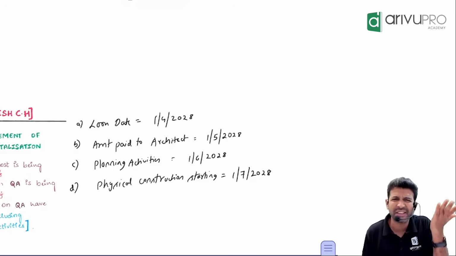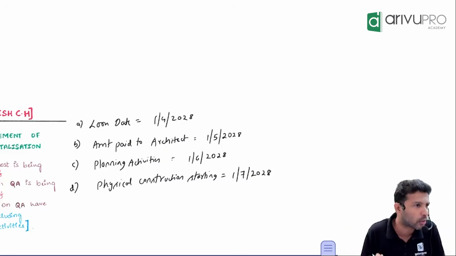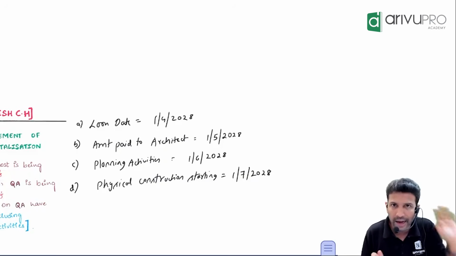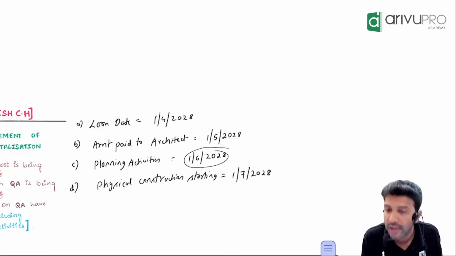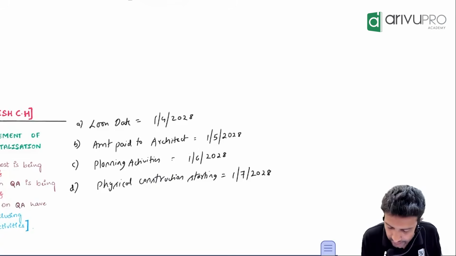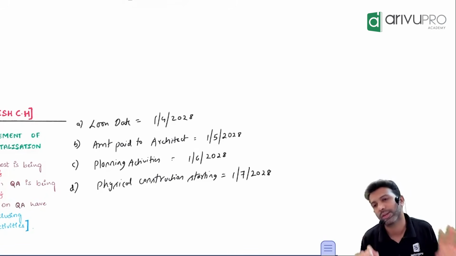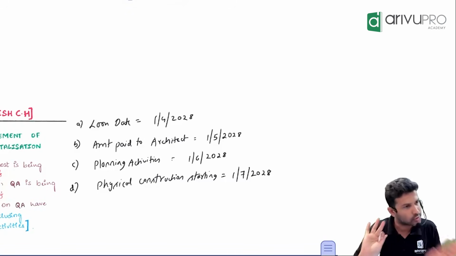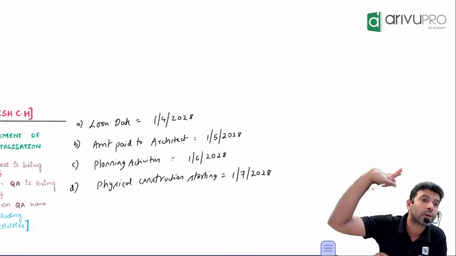You can't straight away start the construction. You should make a plan first. So, the design, plan and all, when did the architect start? 1st June. But physical construction started on 1st July. This is the data I have given. Is it okay with you now?